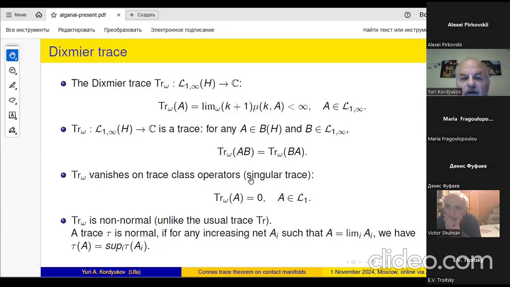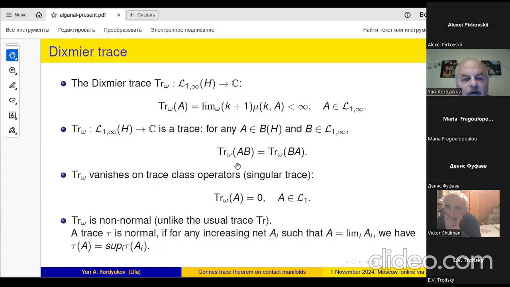For this reason, sometimes we will call this a singular trace. So this is 0. And this trace is not normal, it is non-normal. So normal, semi-finite, faithful: these are the standard properties of traces on von Neumann algebras.